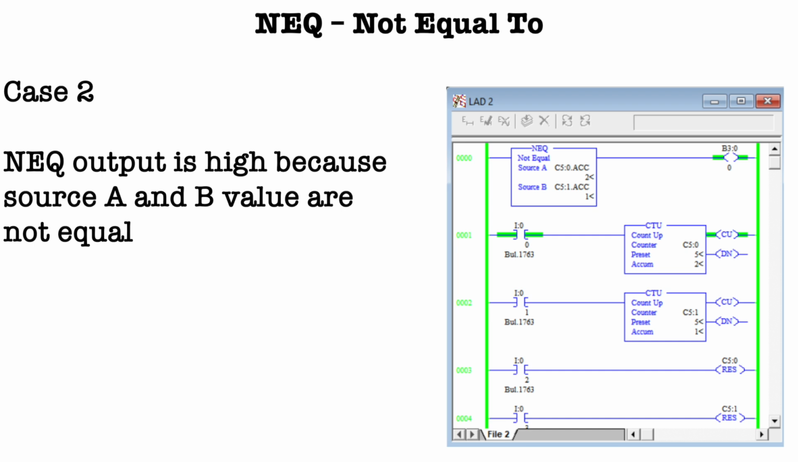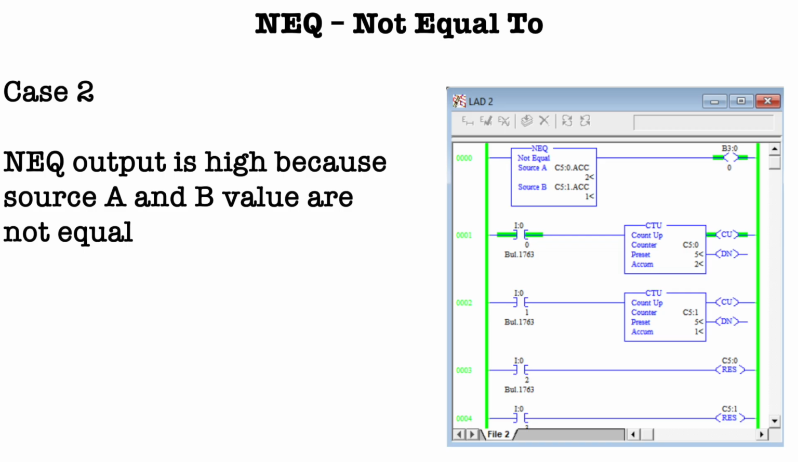suppose I change the second accumulator value, that is the C5:1.ACC value, with the use of the second switch. That's why the accumulator value also changed from 0 to 1. So in this case, you can see here the source A value is 2 and the source B value is 1, because the first counter accumulator value is 2 and the second counter accumulator value is 1. In this case, you can see source A and source B are different. That's why they are not equal.